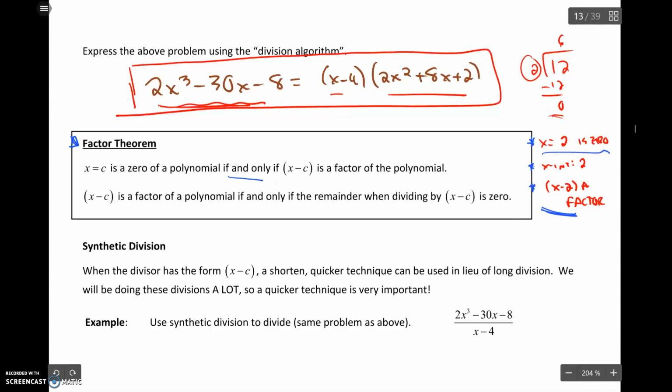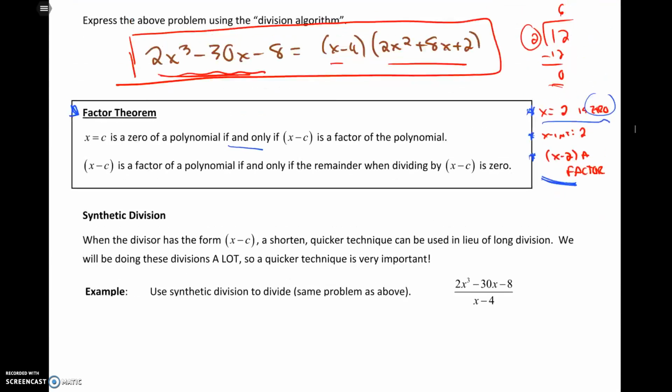And what we're getting at here is that the remainder is actually the function value, which we'll cover in a second. So for this, just remember that these three things are synonymous. If it's an x-intercept, it's a 0. If it's a 0, it's a factor. If it's a factor, when you divide, the remainder is 0. That's what it means to be a factor. Okay?